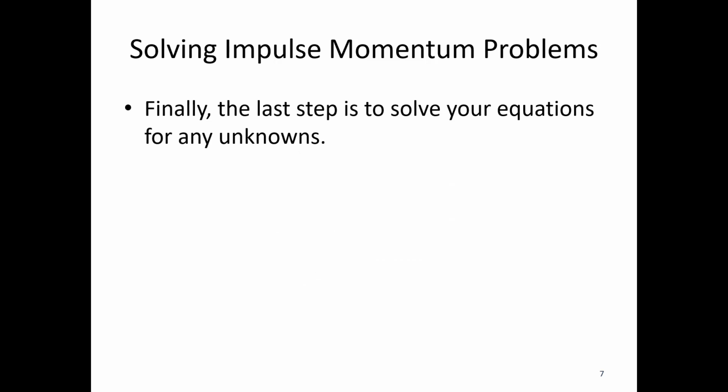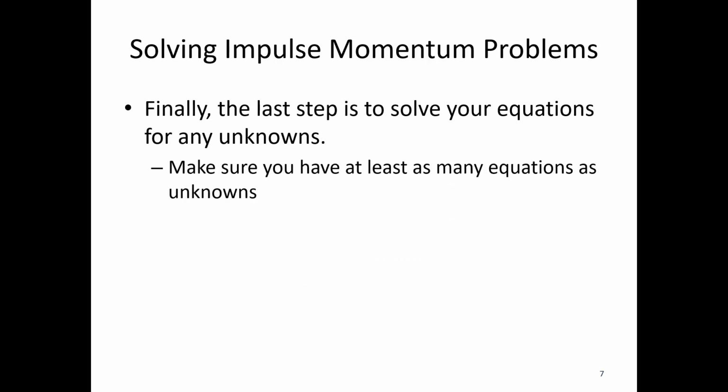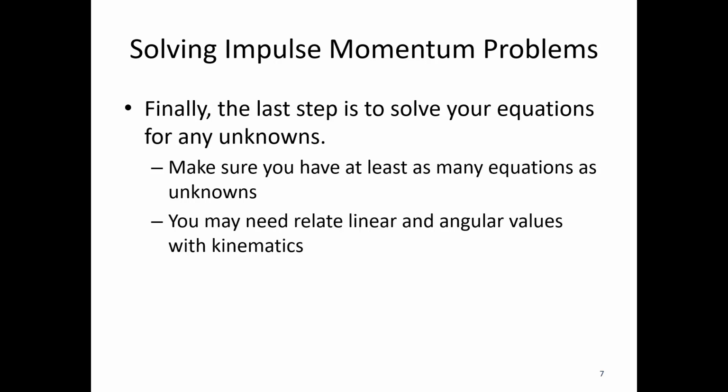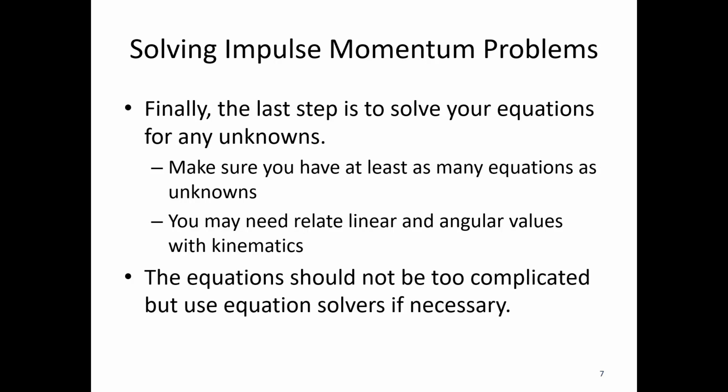So the last step is to solve your equations for any unknowns. Again, make sure you have at least as many equations as you have unknowns. If you have too many unknowns, you might need to relate linear and angular velocities with kinematics. So oftentimes, if it is something like rolling with slipping, we can relate the linear velocity to the angular velocity of something that's rolling without slipping. The equation should not be too complicated, but just as with any of these problems, use an equation solver if you deem that necessary.